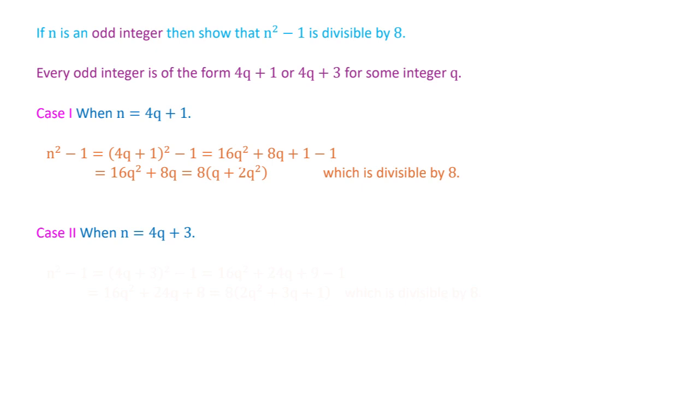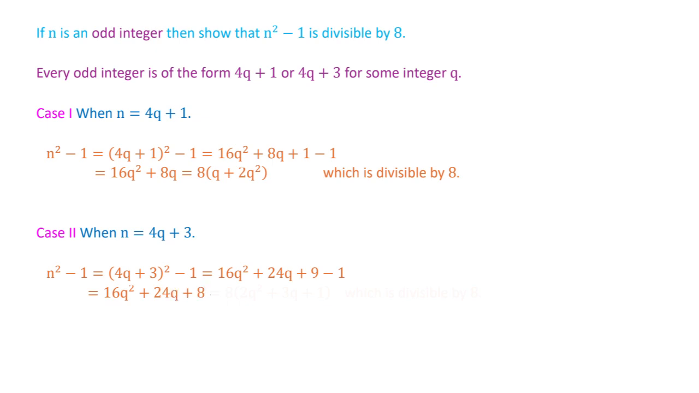Coming to the second part, in case 2, when n is equal to 4q plus 3, we calculate the value of n square minus 1. We are substituting n equal to 4q plus 3, so we get 4q plus 3 whole square minus 1. On solving this whole square, we get 16q square plus 24q plus 9 minus 1. On solving this, we get 16q square plus 24q plus 8.